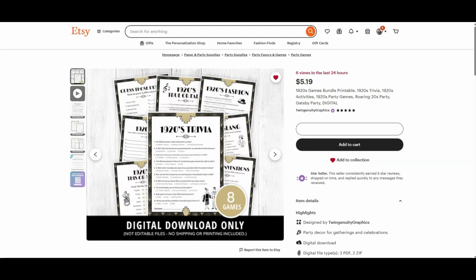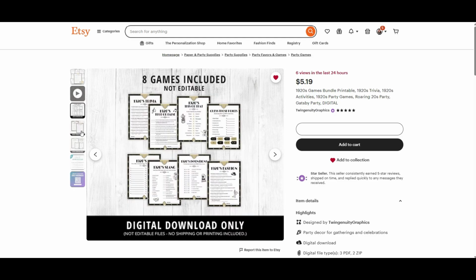So this is the Etsy shop that I was talking about. As you can see, it's by Twingevity Graphics. What I love about this is you have 8 different games that you can play. Some of these are factual games, others are your opinion. Would you prefer this or that? It is important to note that they are not editable, so you can't change them up.